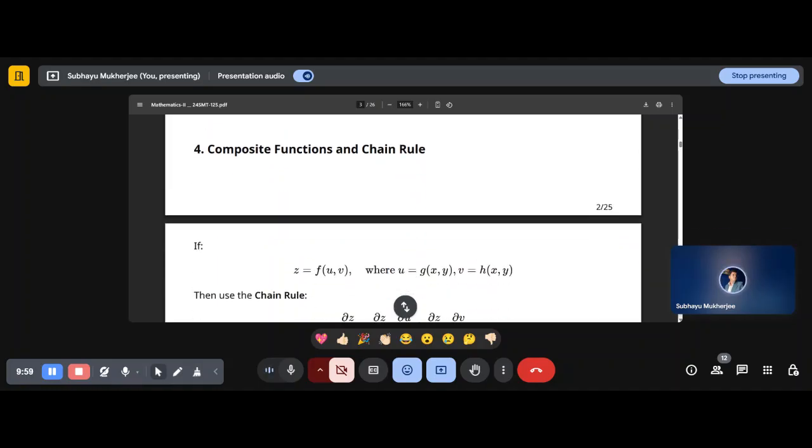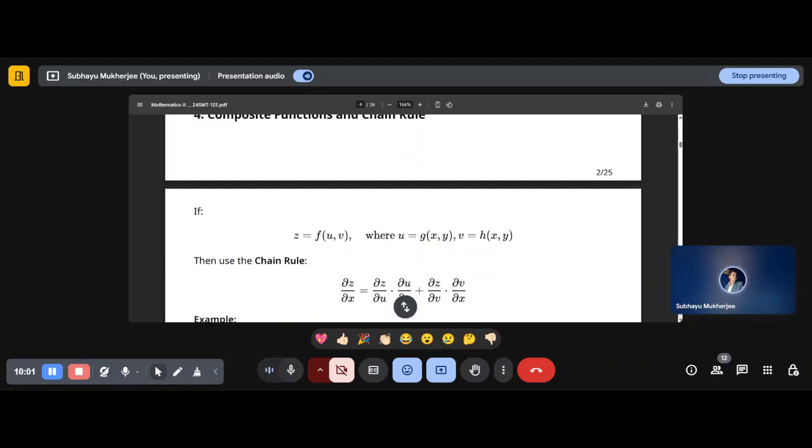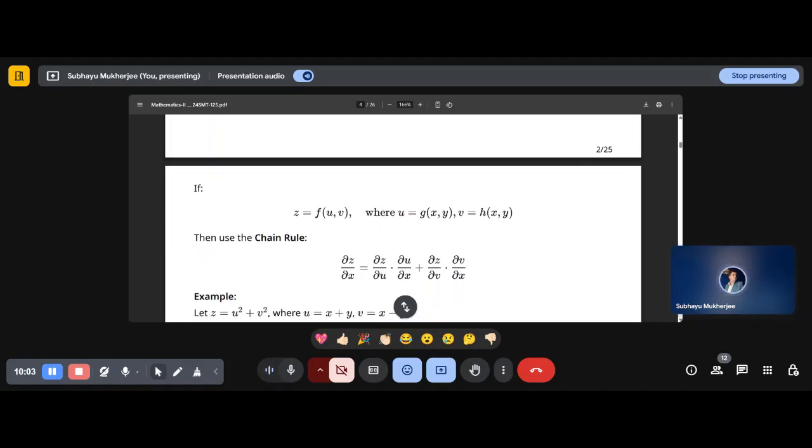So next up we have composite functions and the chain rule. What is a composite function? If z is equal to f of u comma v, where u equals g of x comma y and v equals h of x comma y. Now, what does this all mean? Why are all these letters used here?